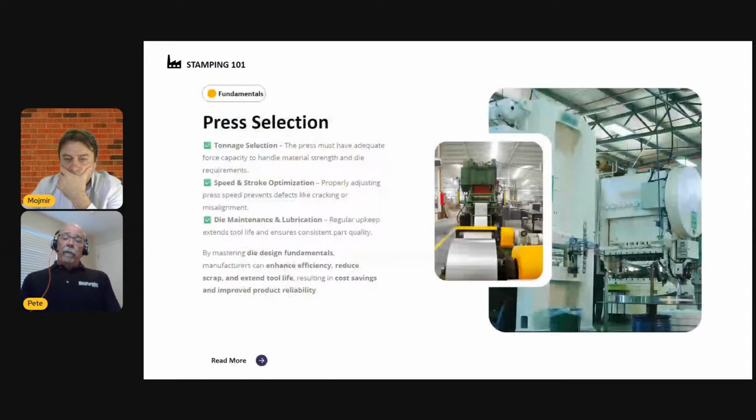And then the final piece of the puzzle is press selection. Now, oftentimes we will select the press by its tonnage. We know that the press has to have a certain amount of capacity to handle the material that is being deformed.